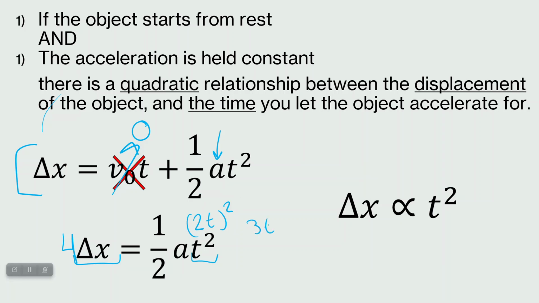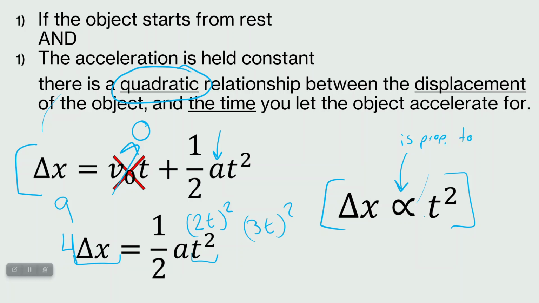If I triple my time, remember that's going to get squared, displacement is going to change by a factor of 9. This is a proportional relationship, but it's no longer directly proportional. We're going to call this a quadratic relationship because this is a quadratic equation. And the way we write this relationship here, delta x, again, is proportional to, this is the symbol for is proportional to, time squared now. It's proportional to the square of time.